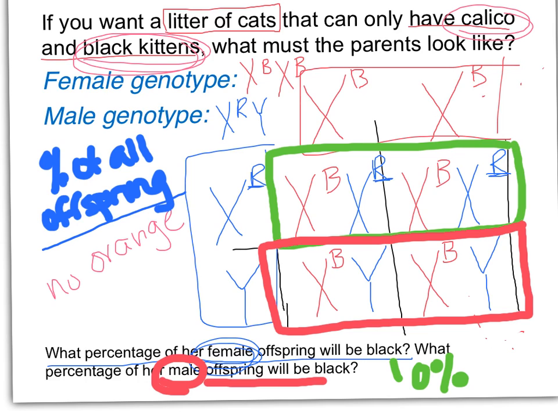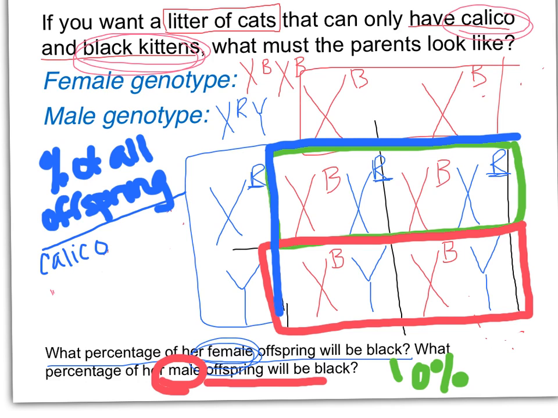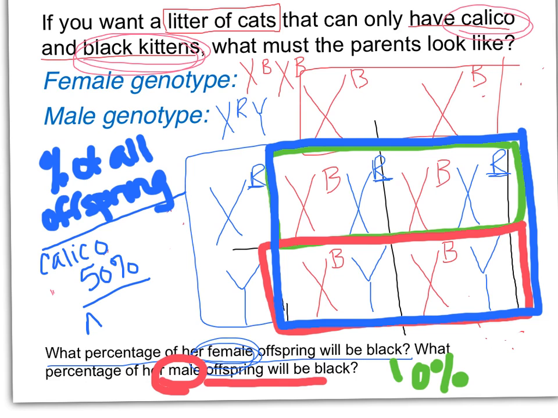So what percent of all of her offspring are going to be calico? Then I'm going to look at this entire thing, the whole entire Punnett square. For that question, I am going to look at all of this. The answer to that question is 50%, and they will all be what gender? They're all going to be female.